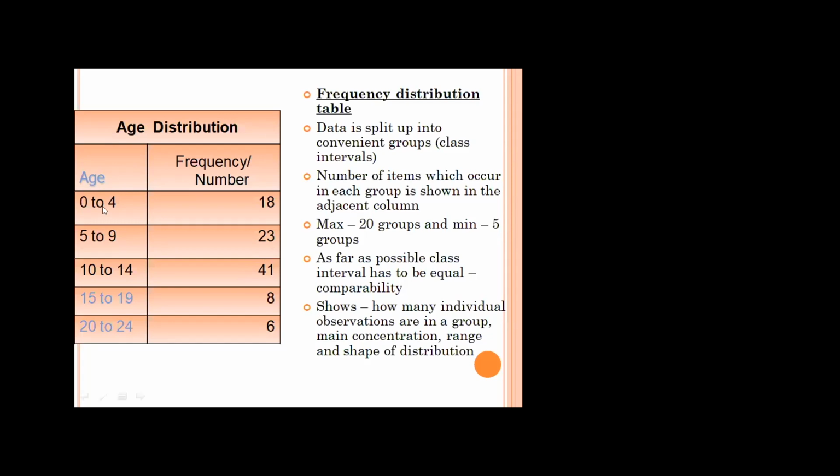Okay, right? As far as possible, class intervals have to be equal for comparability. For example, if you have 0 to 10, 10 to 15, 15 to 25, then 25 to 45, the class intervals are unequal. So keep the class intervals equal to make the data comparable, right? This shows how many individual observations are in a group, the main concentration, and you can also find out the range and the shape of the distribution by just looking at the frequency distribution. Okay, right? So far we have seen the tabular presentation and also the frequency distribution table. Okay, guys.